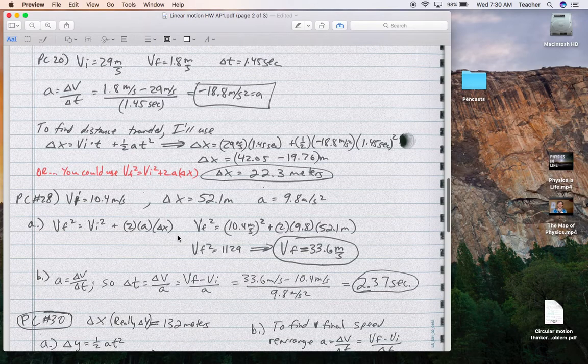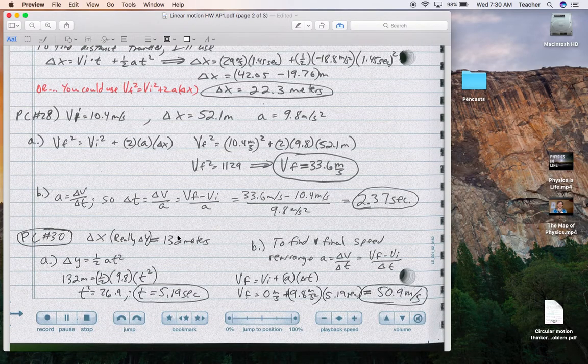For PC28, very similar. The key thing here, I think, is recognizing that this is an initial velocity. Notice I almost boogered that up. I kind of wrote over that, because that's the velocity the camera starts to fall. The change in position is 52 meters, and it's accelerating as long as it's in the air until it hits the ground. So I use this formula again to find my final velocity. Ends up being 33.6 meters per second. If I know my initial velocity and my final velocity and my acceleration, I can find the time it takes to fall.